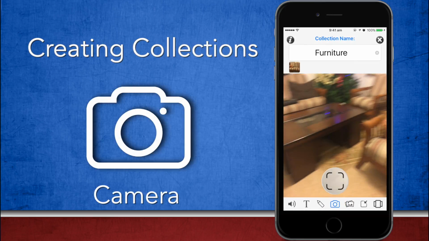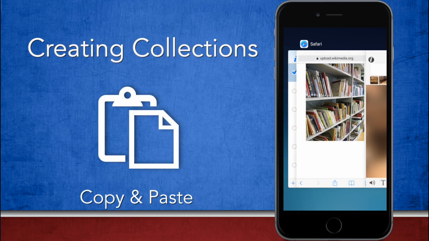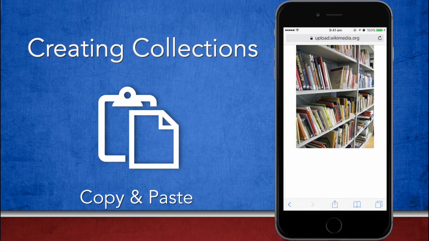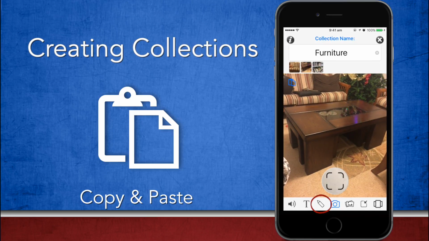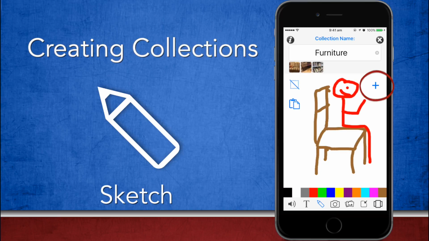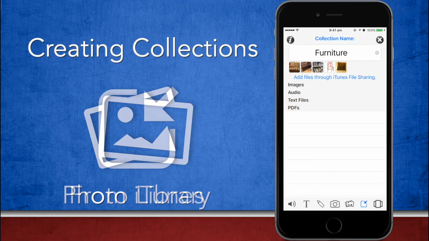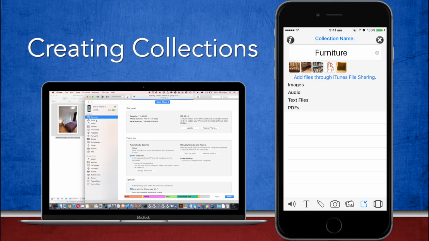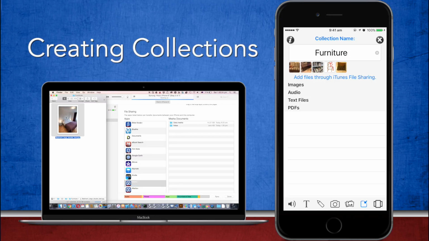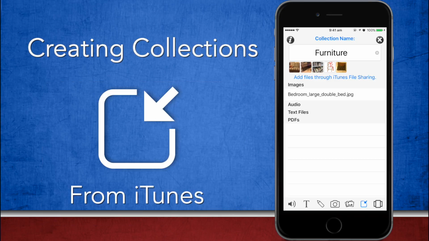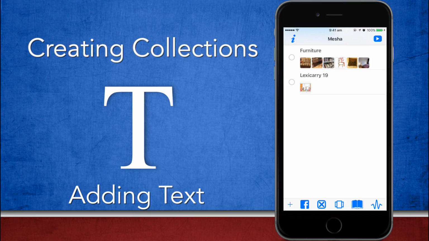One way to do this is to take photos of all the items, or copy from another app such as Safari, or you can draw sketches or copy them from your photo library on your device, or by adding them through iTunes file sharing on your computer. Or you can add items with just plain text.